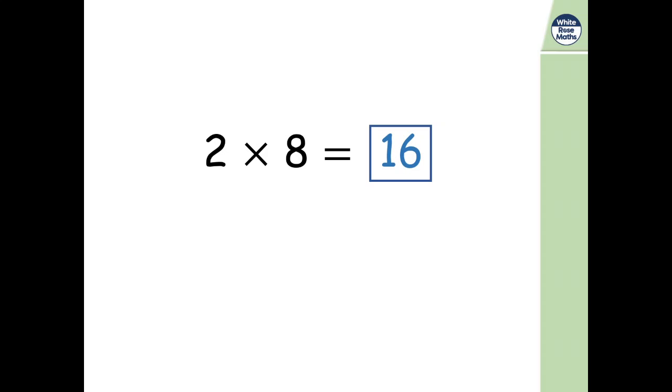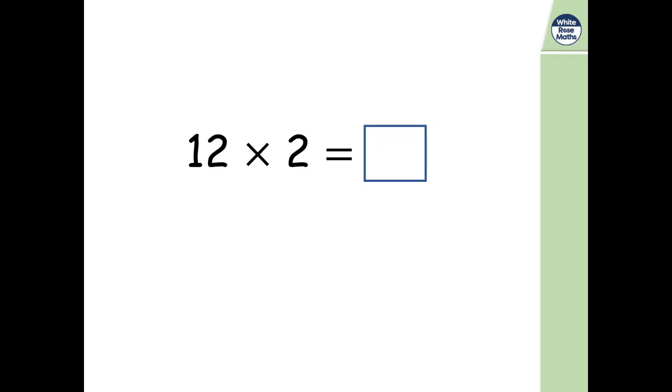Okay, so the answer to that one is 16. 2 groups of 8 is 16. 8 add 8 is 16. Or you could do 2 add 2 add 2 add 2 add 2 add 2 add 2. 12 groups of 2 or 2 groups of 12.